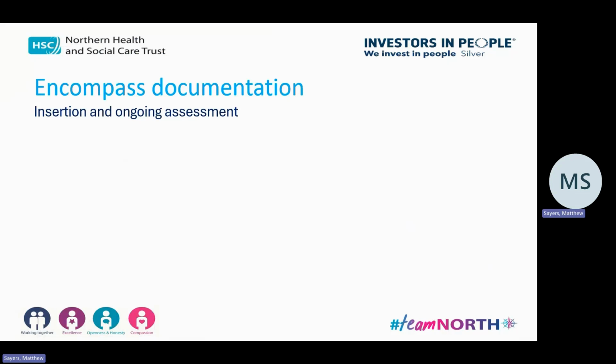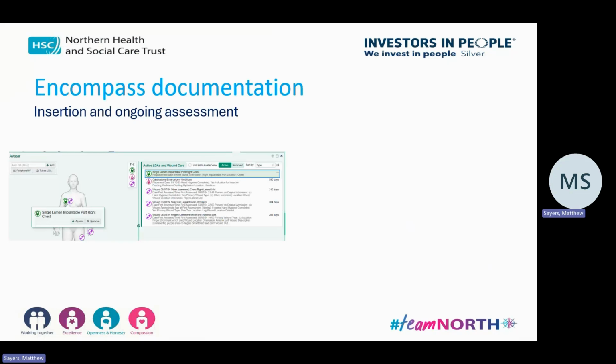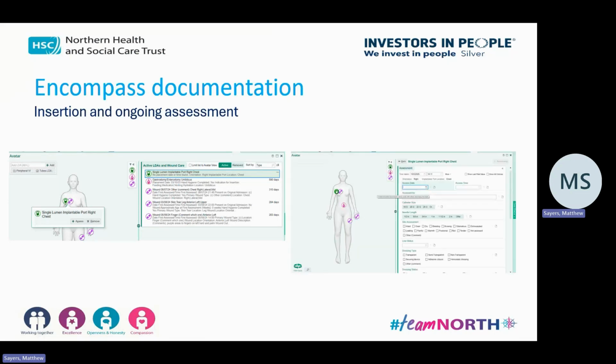This is a little addition that's been put in now because of the Encompass documentation. When that is placed in the Royal, technically, whoever placed it should have then put it onto the avatar. And you can see here, single lumen implantable port, right chest. It gives you your descriptors there. It will have the date that it was put in, who put it in, the sizes, all of that information will be there, hopefully.